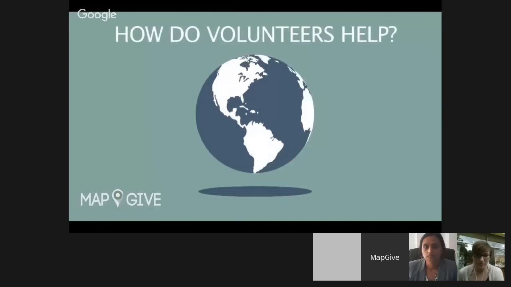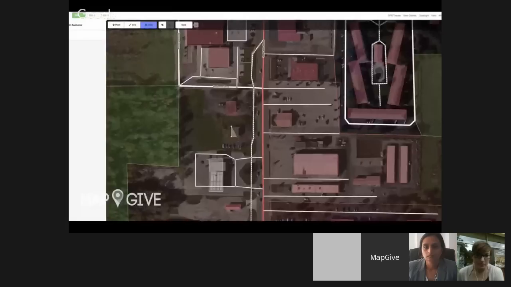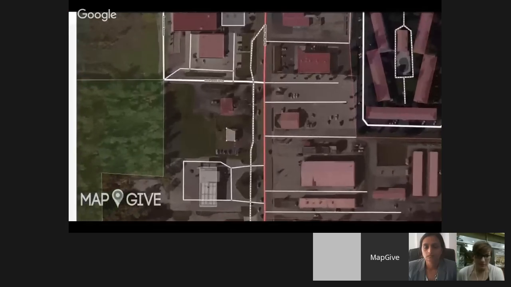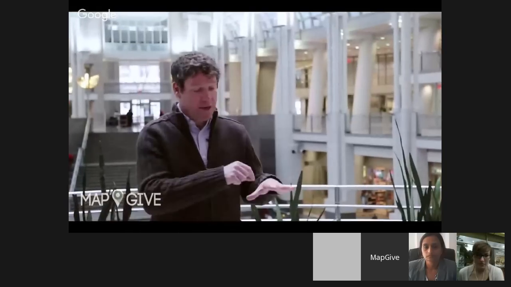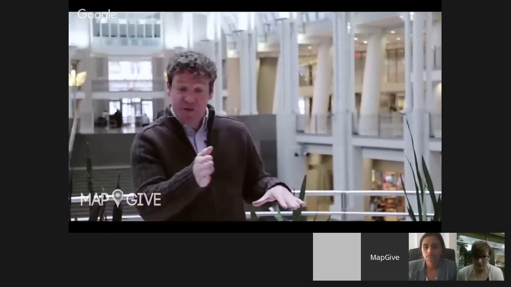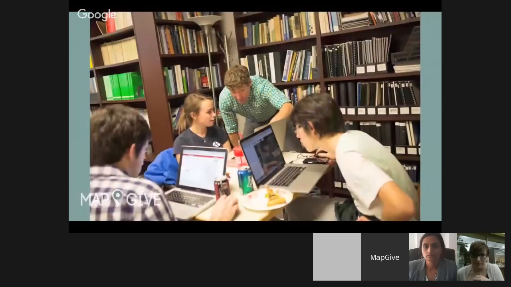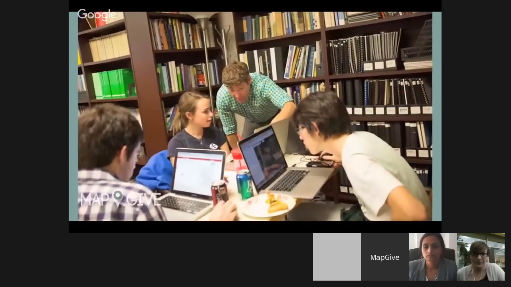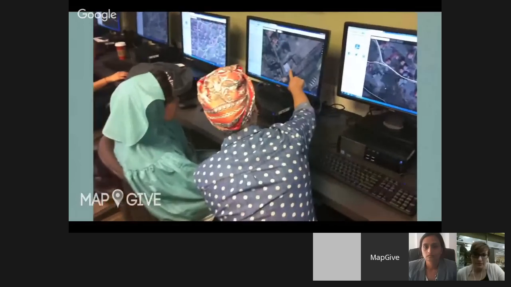How do volunteers help? The way that a volunteer can help is by looking at satellite imagery and picking out different predefined objects and saying, okay, I see a house, I can trace the edges of that house. I see a road, I can trace the line of that road. I see an edge of a forest, I can trace the edge of that forest. MapGive is making it easier for new online volunteers to take those first steps in helping build an open, free map of the world and become digital humanitarians.